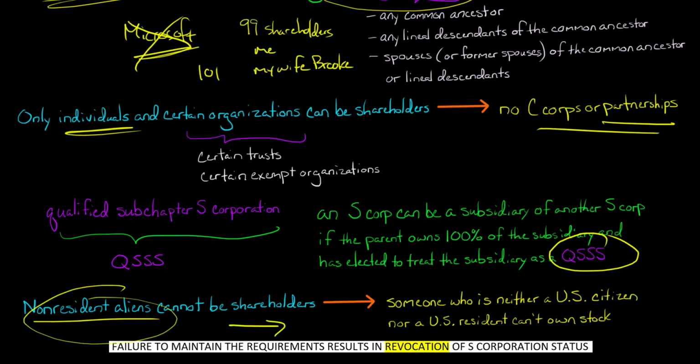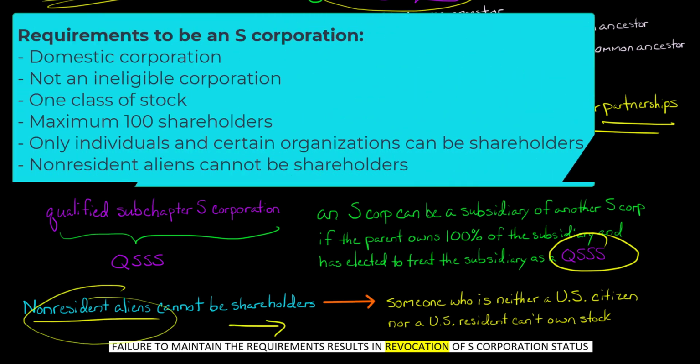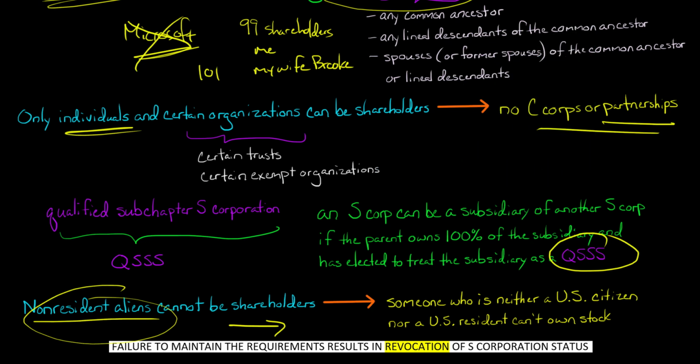So we've gone through all these different requirements. These are the requirements to make a valid election to be treated as an S corp, but you need to continue to meet those requirements even after you get S corp status. Because if at any point in time a C corp became a shareholder, or a non-resident alien became a shareholder, then in that case, the corporation would lose its S corp status.